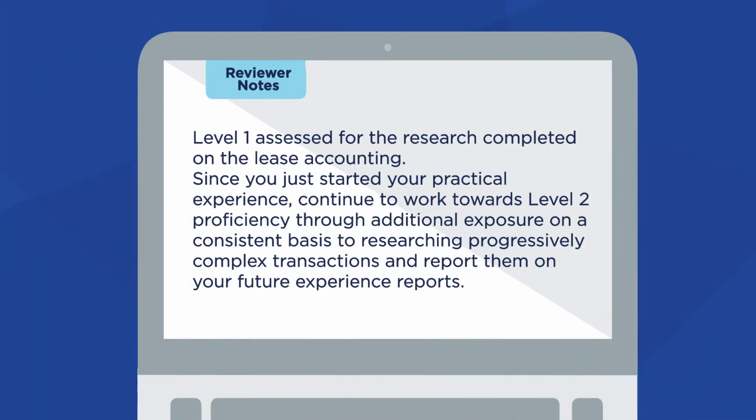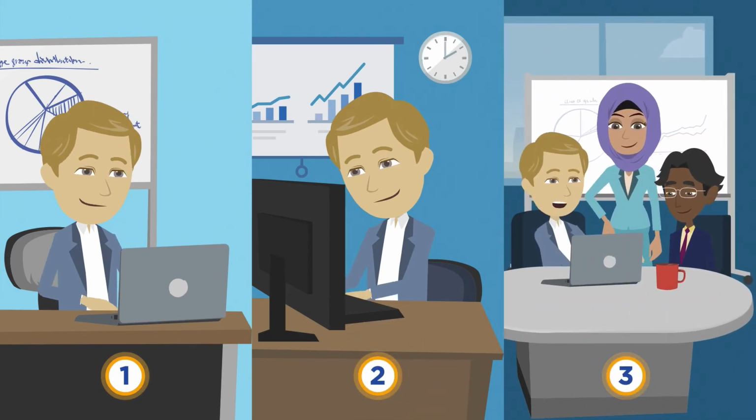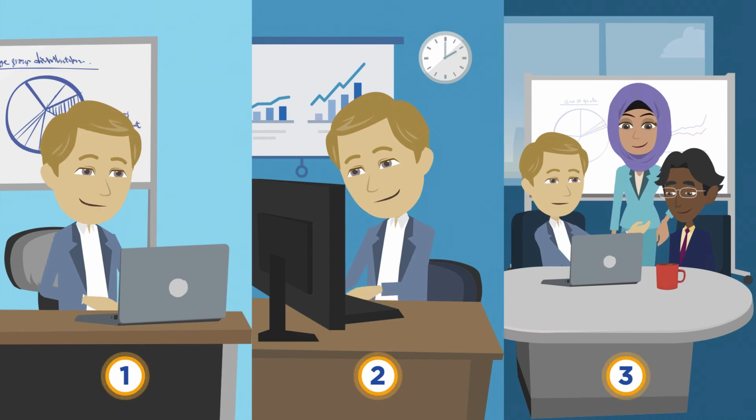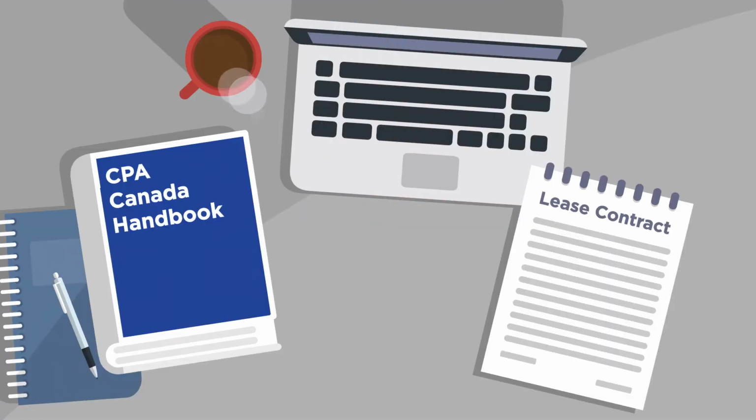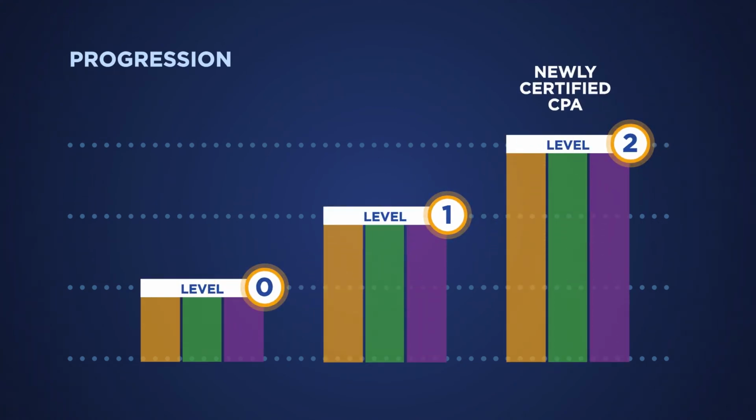Jason reviews CPA Ontario's feedback, which says, although Jason provided 3 examples for the subcompetency area, he primarily worked on low-complexity, routine transactions during his first year. He had good exposure to 1 complex transaction, but he's still early on in his practical experience journey. He will need to demonstrate further progression in this area to support Level 2 proficiency in subsequent experience reports.